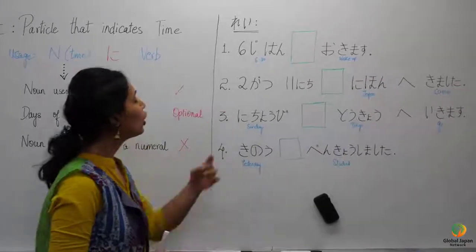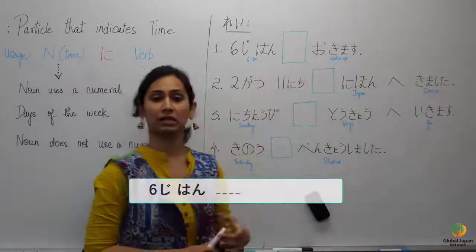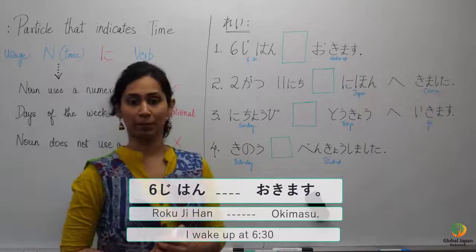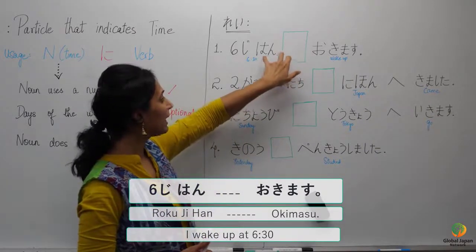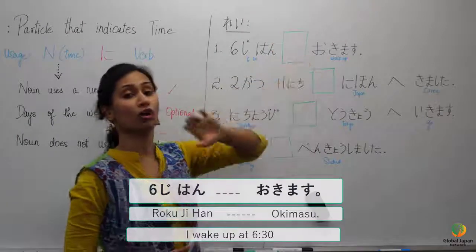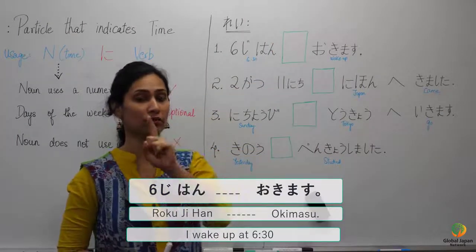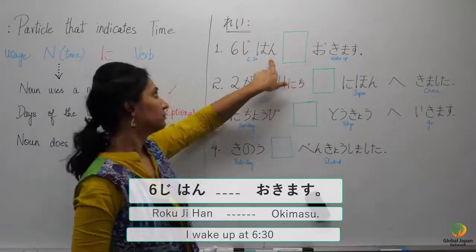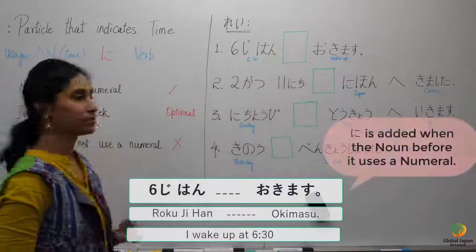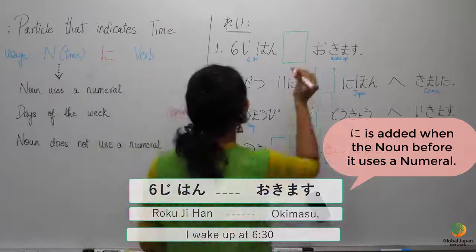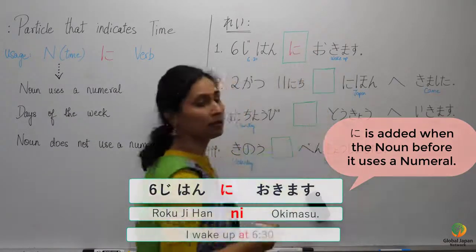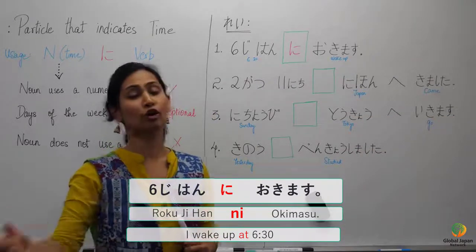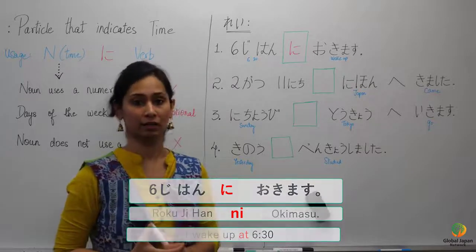First example. Rokuji han okimasu. Rokuji han means 6:30. Okimasu means wake up. Should we indicate this time with the particle ni or not is the question. I repeat, please note the position of the particle. Ni should be written immediately after the time. This time is in terms of numbers. Hence, it should be followed by the particle ni. The sentence would read as Rokuji han ni okimasu. I wake up at 6:30.